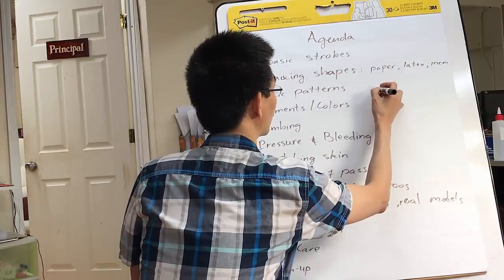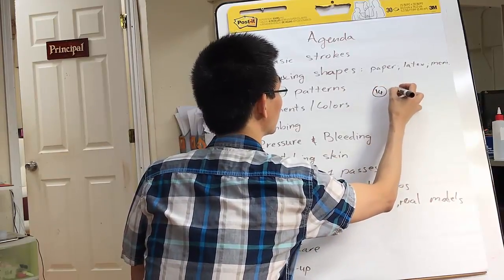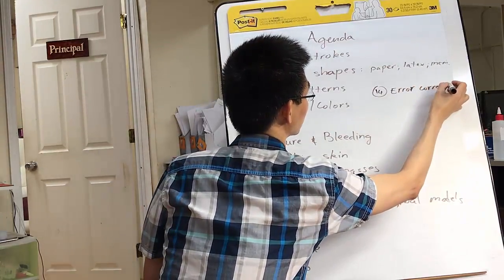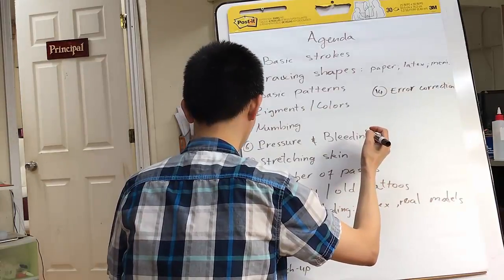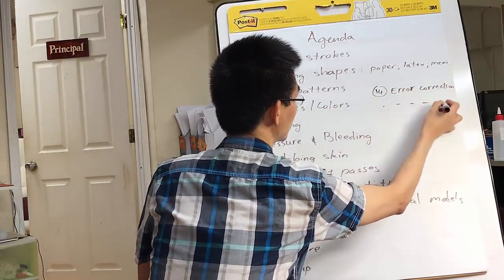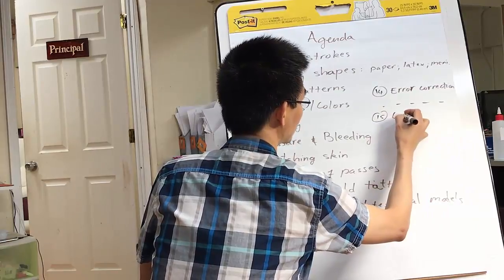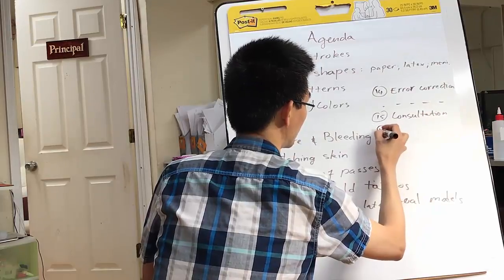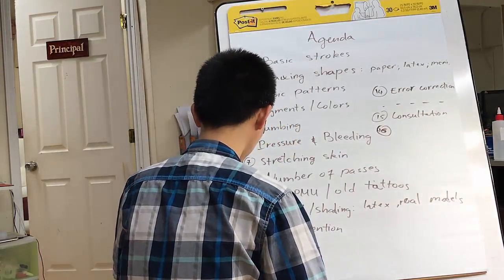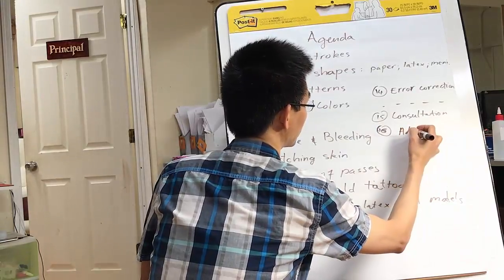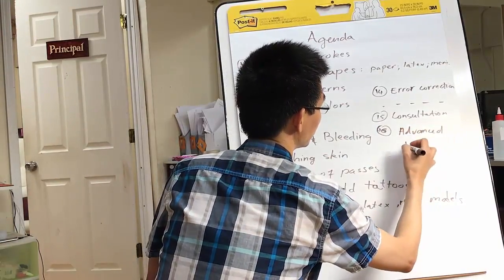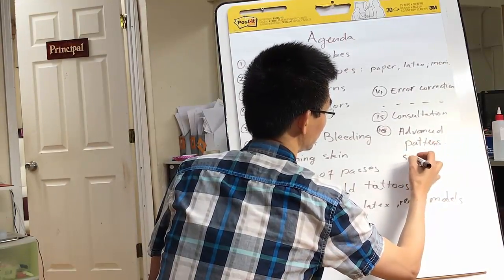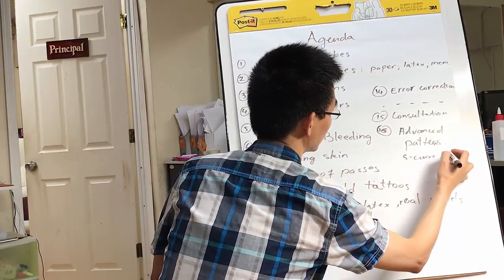And then we need to talk about, this is 14, error correction. And then some miscellaneous stuff. We need to talk about 15 here, we have consultation. We need to talk about consultation. We need to talk about 16, some other advanced patterns, like S-curve, fractal, and so on.